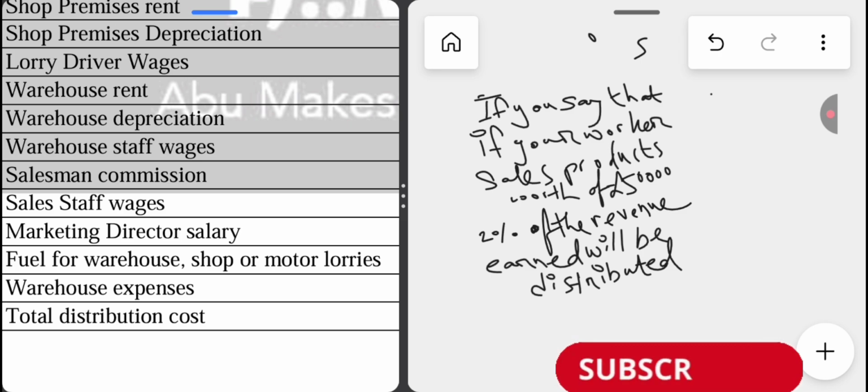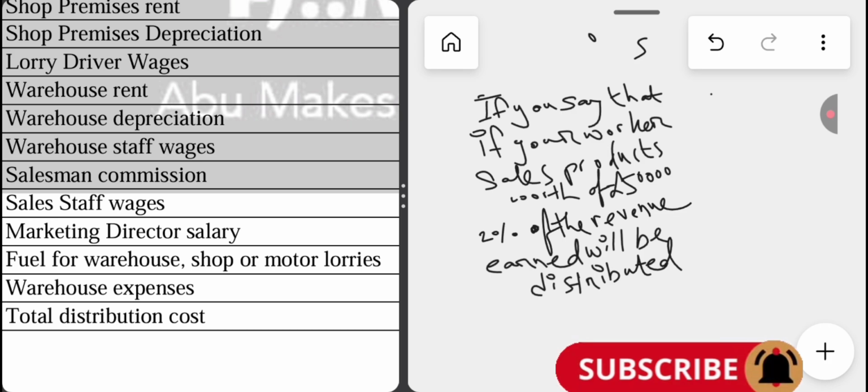Fuel for warehouse, shop, or motor lorries. See, motor lorries are motor vehicles. Most of the motor vehicles, as they are not from Tesla, run on any kind of fuel, right? This fuel can be diesel or petrol or any other kind. So there is a certain amount of fuel cost for these motor lorries, which the company has to bear.